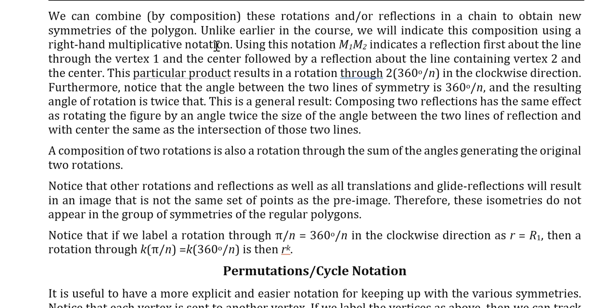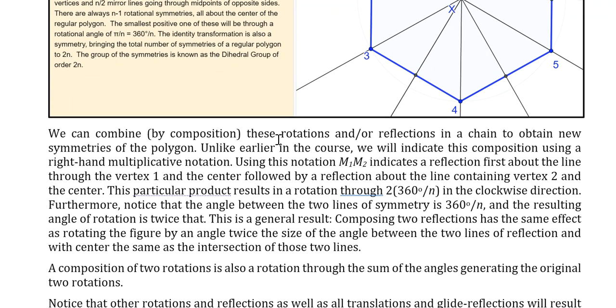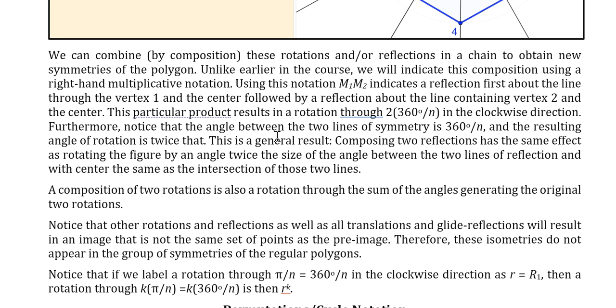Say if we do this one through 2 times 360 degrees over n in the clockwise direction. Furthermore, notice that the angle between the two lines of symmetry is twice the angle of rotation. So it's a general result. Composing two reflections has the same effect as rotating the figure by an angle twice the size of the angle between the two lines of reflection, and with the center the same as the intersection of those two lines.